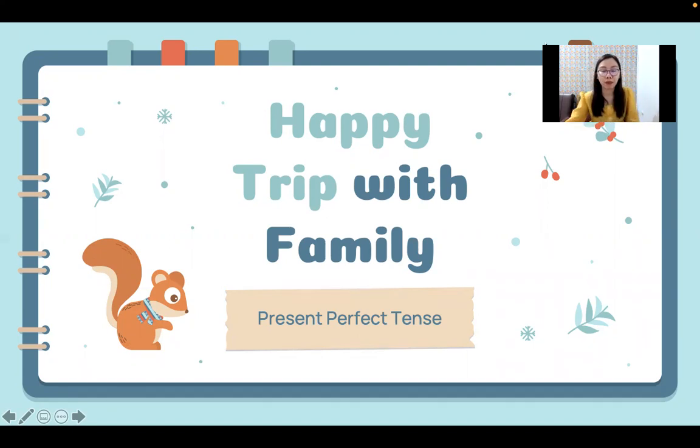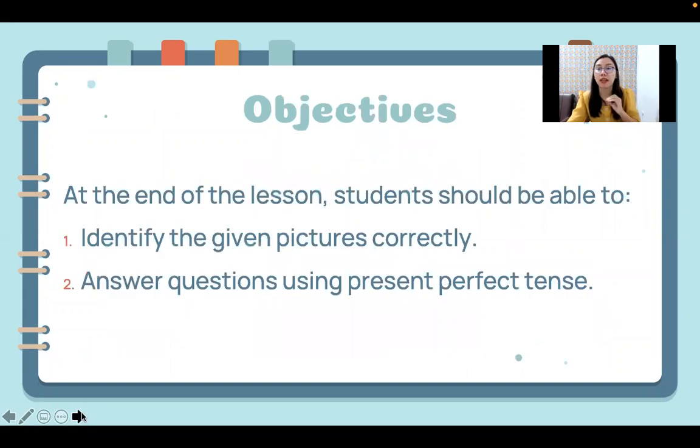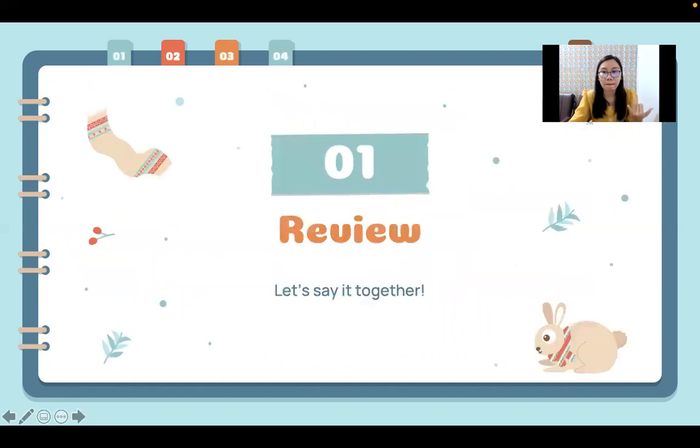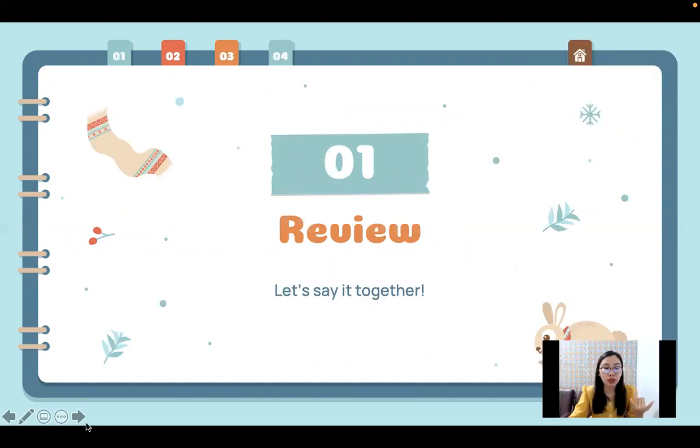All right, so today we will be looking at some pictures, some activities that we can do when we go to the beach, for example, and then answer questions or construct sentences using the present perfect tense. We will start with a review, new words, sentences, and then activity. So let's start with a review.